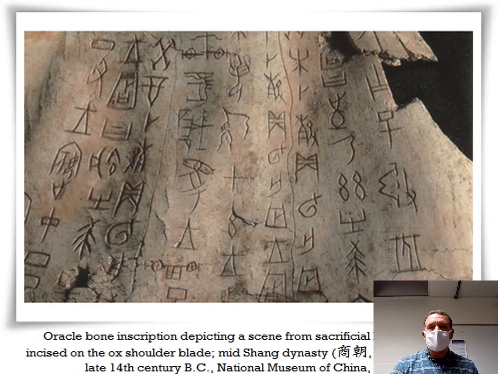So next I just wanted to show you a few things that I thought were really cool. This is from the shoulder blade of an ox. And the inscriptions on these oracle bones suggest that the elite believed they could communicate with the supernatural world. The oracle bones also show that the king was viewed as an intermediary between heaven and earth. The Chinese practice of veneration of ancestors developed from these beliefs.